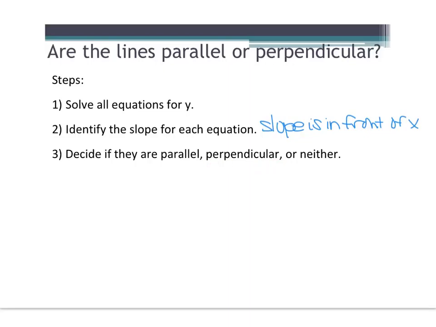Or are they perpendicular, opposite reciprocals, and they need to have both of them. They need to be opposites of each other, and they need to be flipped or reciprocals. Or they could be neither, meaning that they don't classify into either of those, either into parallel or perpendicular. I didn't give any of those to you today, but just know that that is always a possibility. You could have two lines that aren't parallel, and they're not perpendicular as well.